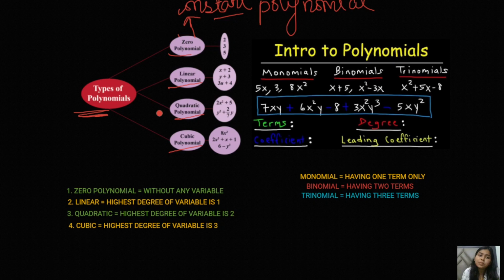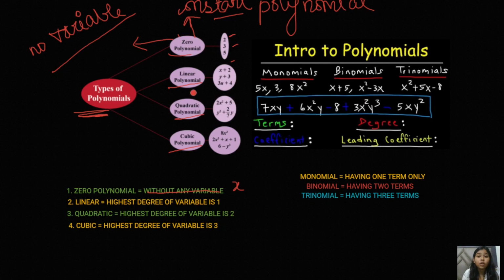So what is the basic difference between these types of polynomials? As the name suggests, in the case of the zero polynomial, which we can also call a constant polynomial, there is no variable present. Only a constant term is there. For example 2, 3, 5, these are constant terms without any variable x. So this is what we call the zero polynomial.